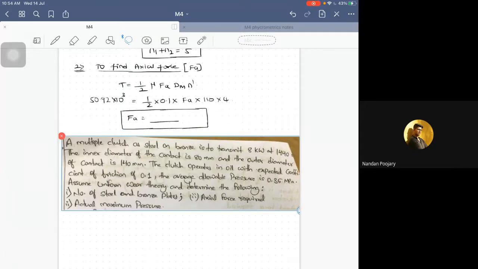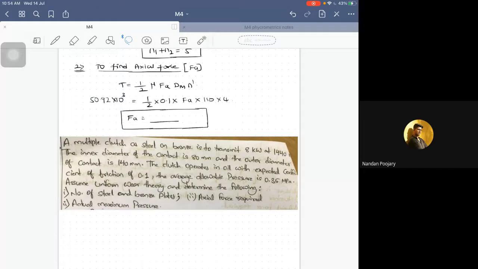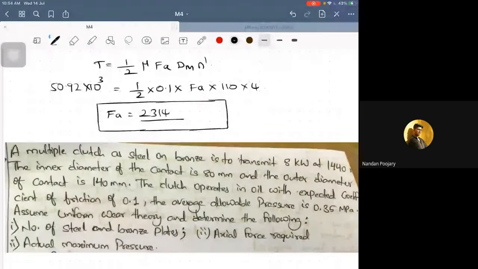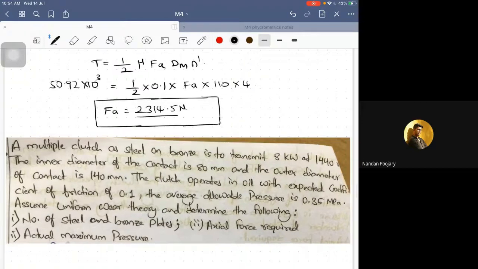And this was asked in one of your previous year's question papers, guys. Fa is 2314.5 newtons. A problem exactly similar to the previous one, taken from your previous year question paper. Copy this, we will solve this and end the class.